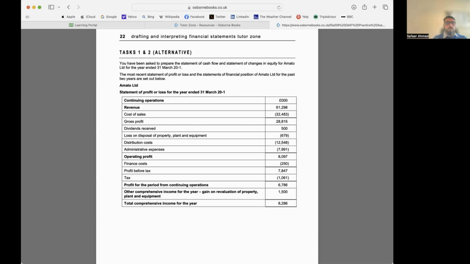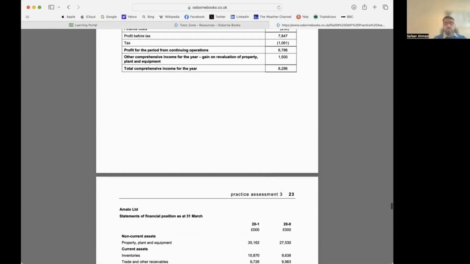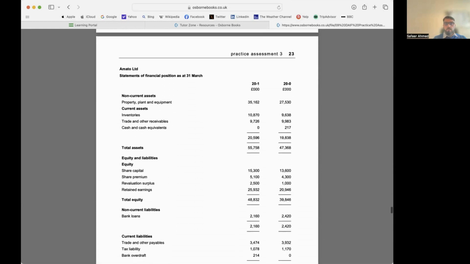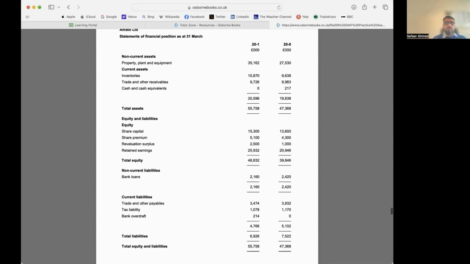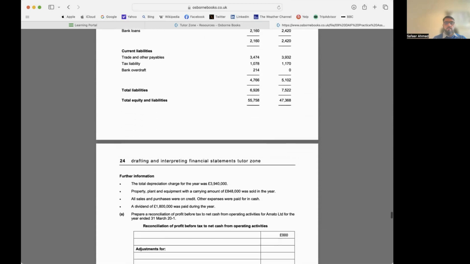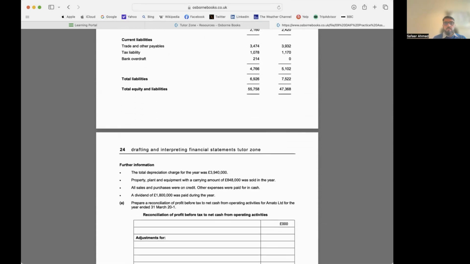So if you have taken a picture of this first page of this question, I'm just going to scroll down so you can take a couple more pictures. This is the statement of financial position given to us for the last 2 years, in other words, this year and the last year, which we will need in our preparation of the cash flow statement. And then there is some further information as well, and there are 4 bullet points.